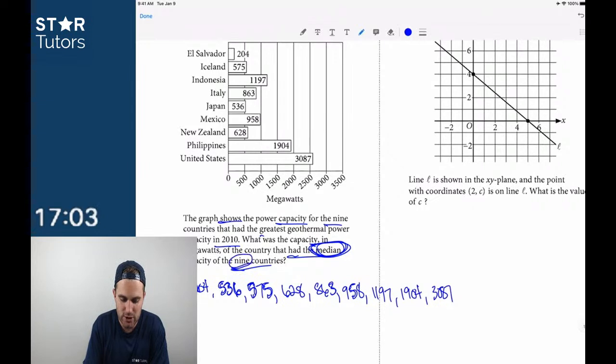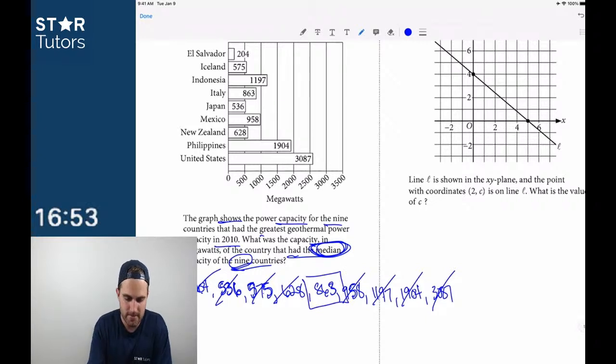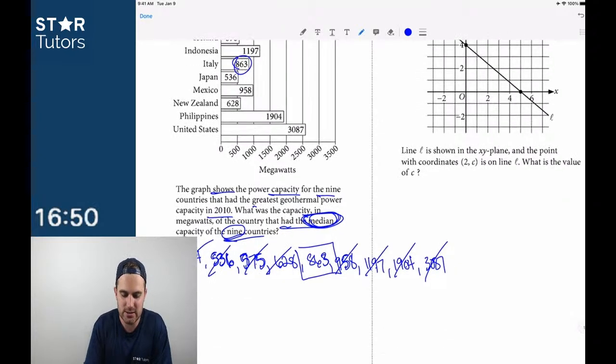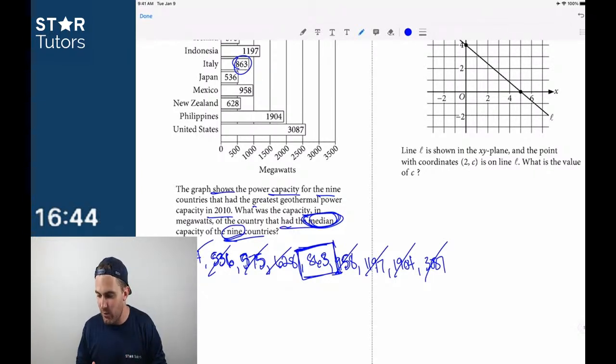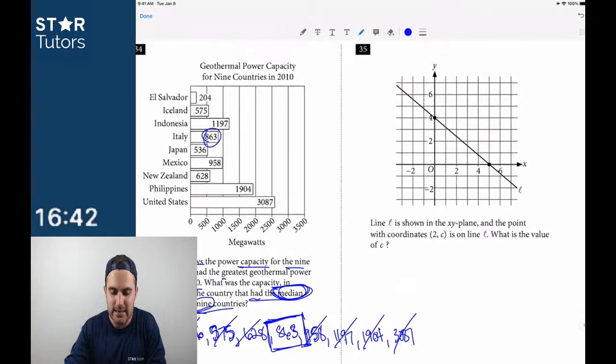We're supposed to have 9 countries. 1, 2, 3, 4, 5, 6, 7, 8, 9. Now I know I haven't missed them. 1, 2, 3, 4. 863 is the median. That was Italy, so 863 is our median. Yeah, that may have taken us an extra 40 seconds to do that problem, but we almost guarantee that we get it right. And that's the key.